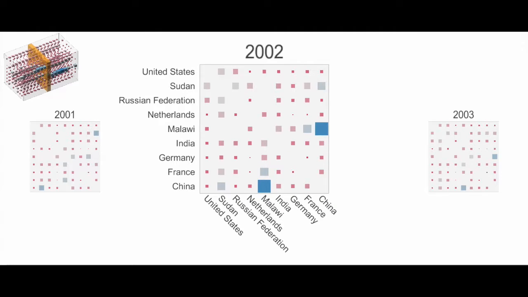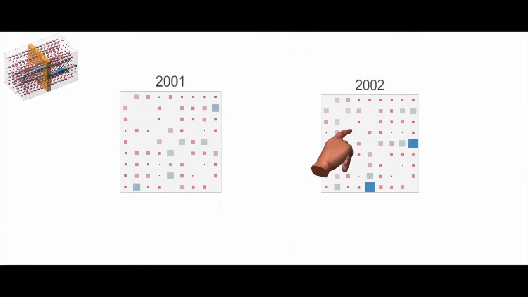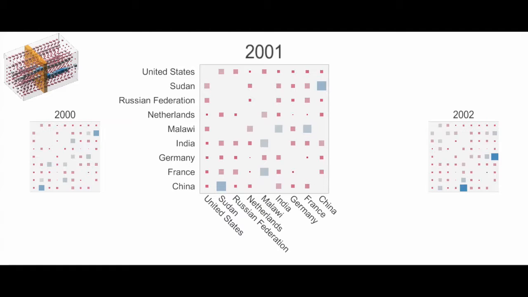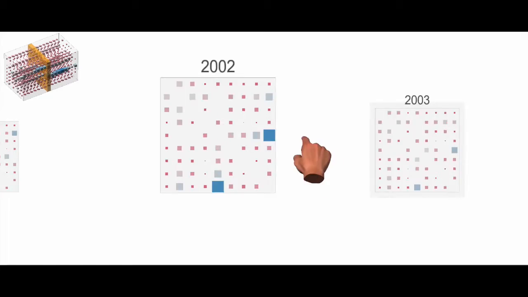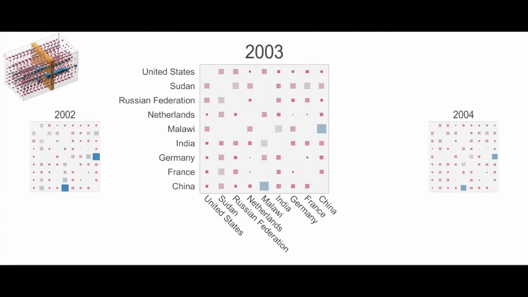The single slice view reveals that a significant volume of trade between China and Malawi occurred in 2002. The user checks the slice of the previous year and the following year to notice that though there was absolutely no trade between these countries a year prior in 2001, trade continued between them the following year in 2003.